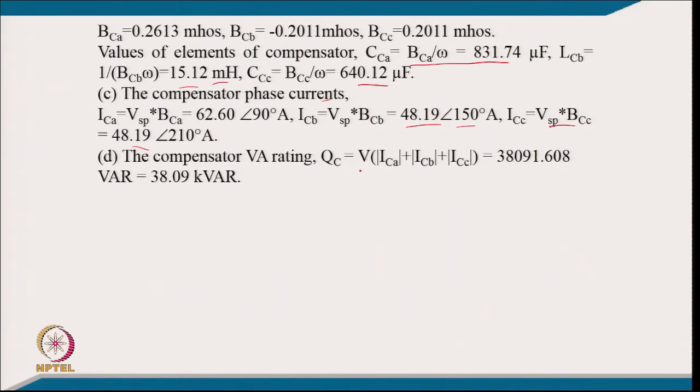So, the compensator VA rating, V into the absolute value of the current, will be 38,091.068 VAR or 38.09 kVAR.